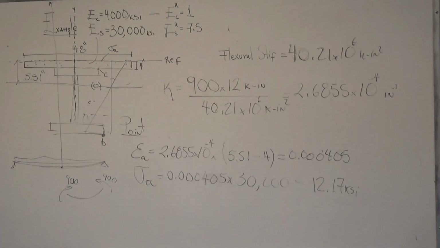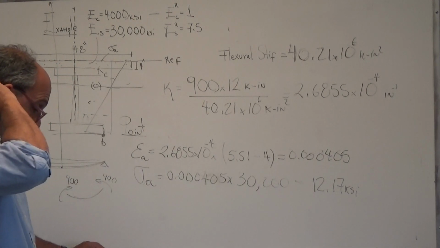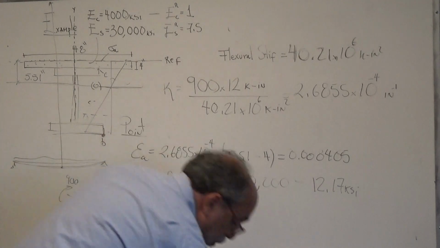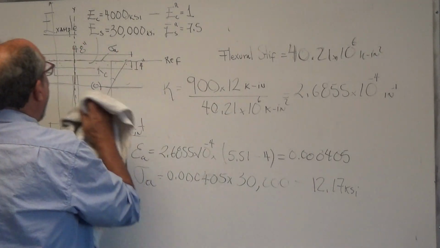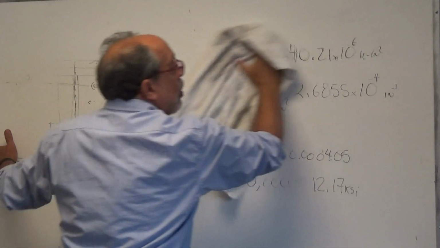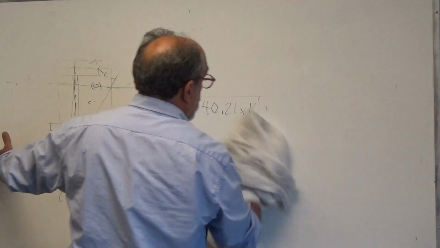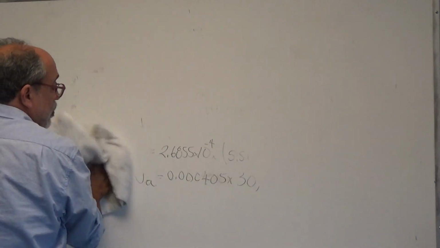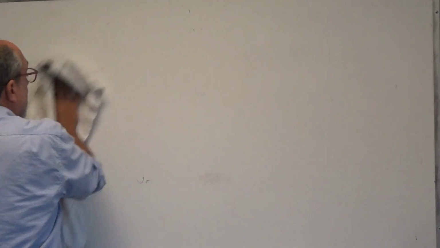Okay? And that's it. So this example illustrates the procedure of how we pass from loads to stresses, to bending stresses, in beams whose cross sections contain more than one material.